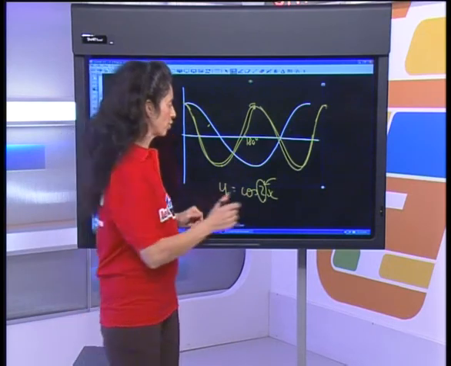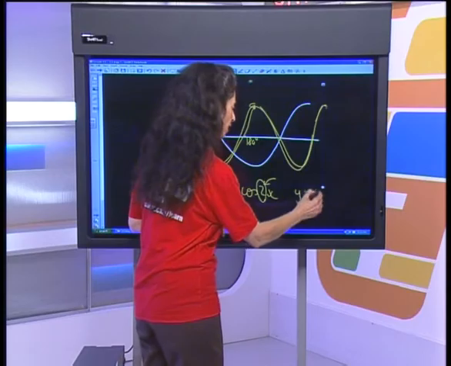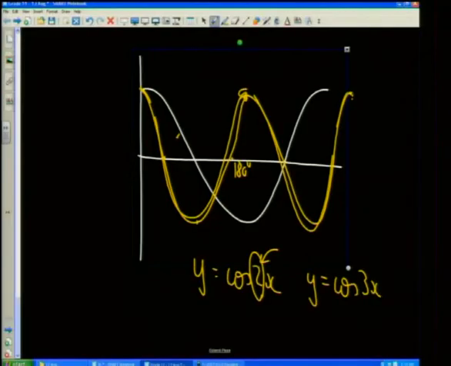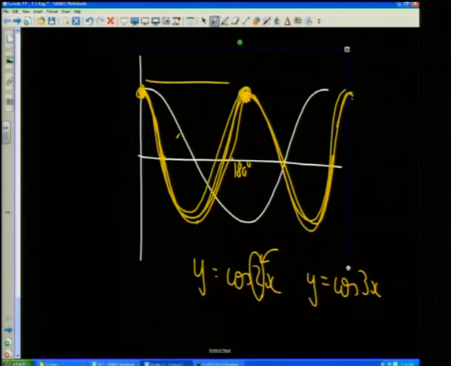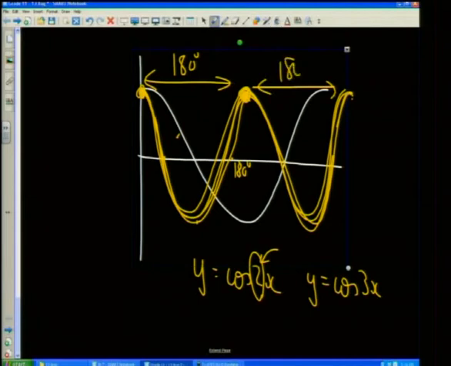So if I had cos 3x, if we just make a prediction, what would happen to cos 3x? We've actually got to get 3 cycles in the 360. So we're going to get one, and we're going to get another one, and we're going to get another one, which means that our period has changed. This yellow graph's period, if it's got 2 cycles, it will start there and it will repeat itself there. So its cycle would be 180 degrees. And in another 180 degrees, I'm going to get another cycle.